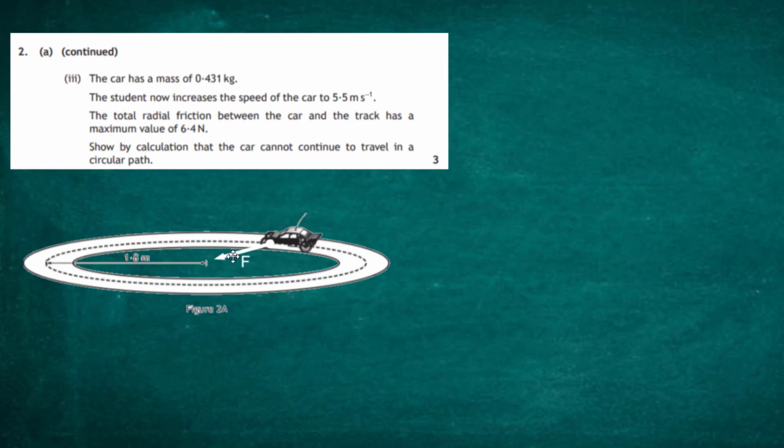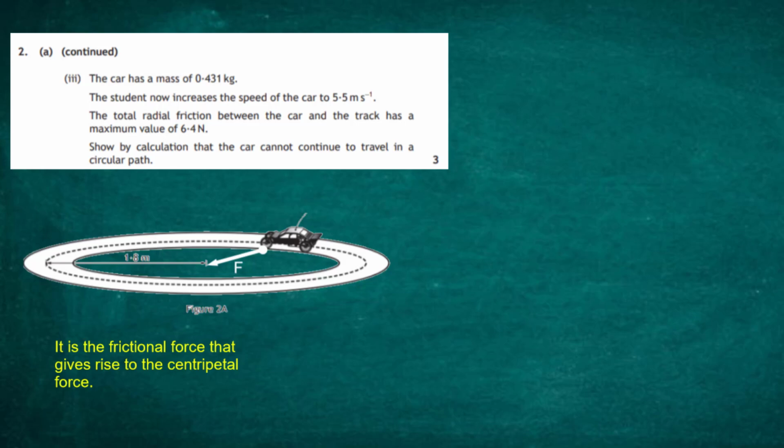Well, it is the frictional force, the radial frictional force between the car tyres and the track. And it's that frictional force which gives rise to the centripetal force. And that's very important to remember. It is the frictional force that gives rise to the centripetal force. That's the force keeping the car going round in a circle.